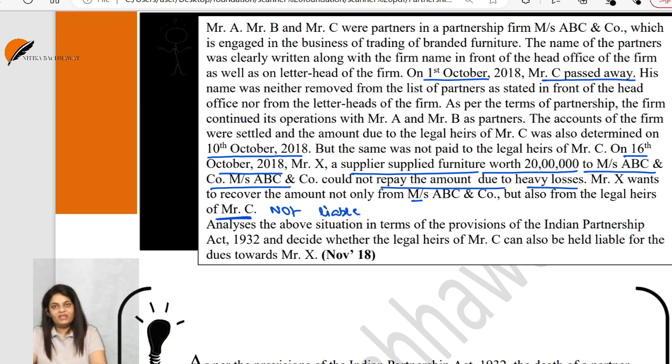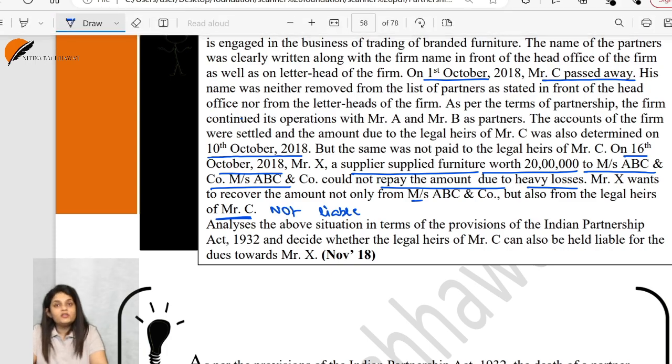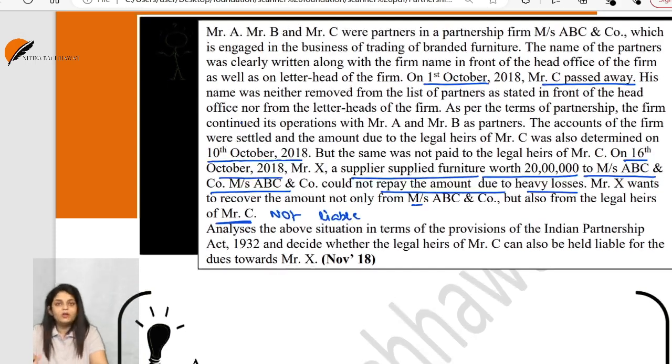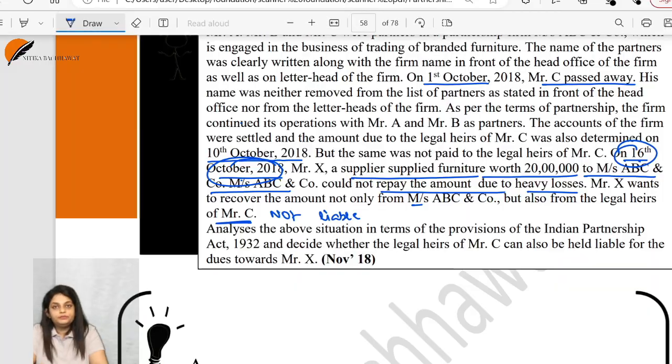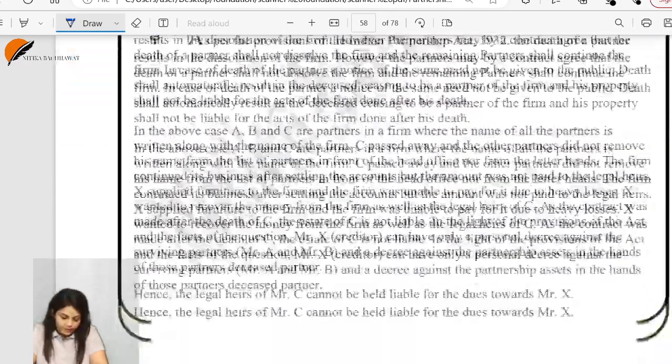The legal heirs are not liable. Obviously, ABC and Company is liable because they made a contract. But the legal heirs of Mr. C are not liable because he is dead. And after his death, the order was placed and the goods were received. He is not liable.